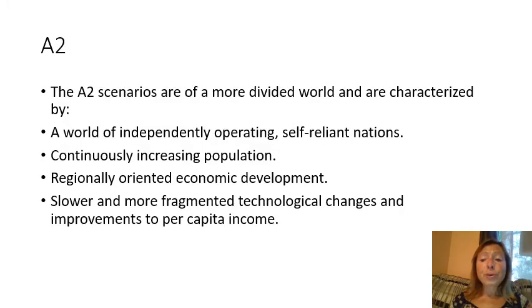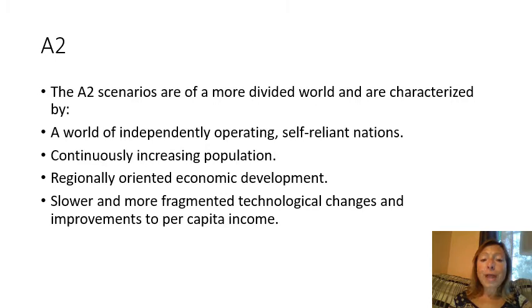The next possible storyline with a number of scenarios within this family would be A2. So you remember that A2 stands for economic development and regional priorities. So this is a scenario of a more divided world, which is more driven by regional or national agendas with less global initiatives and global agreements. And this will be the world characterized by more independently operating self-reliant nations. And we kind of see some of these trends happening right now.